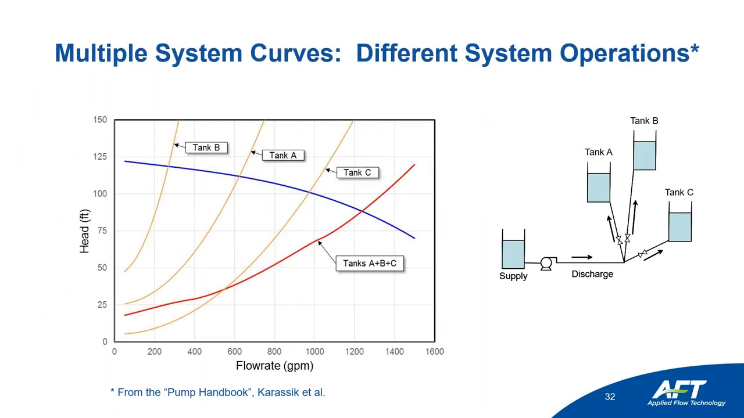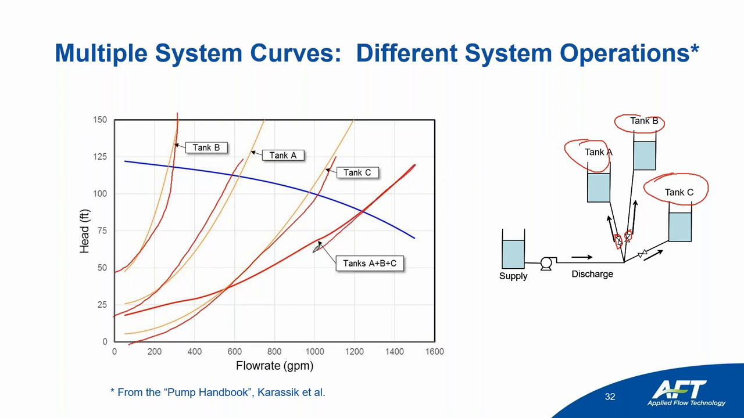This is just another example of a spin-off of that system where instead of these being check valves that will close upon reverse flow, you might have different operations. So maybe you're only flowing to tank A or tank B or tank C at different times. That's where you're going to have different system curves depending on which tank you're flowing to. But again, if you're flowing to all three, you're going to have a much different curve when they add together in different ways.